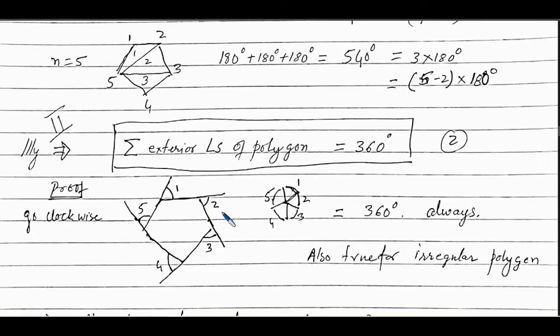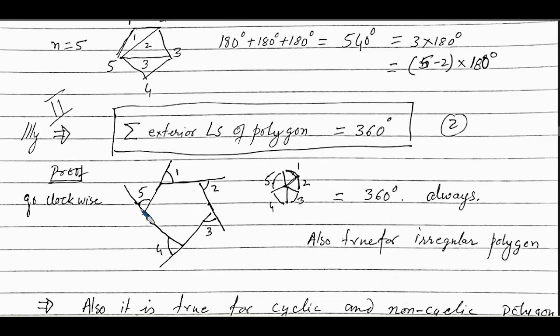An exterior angle of a polygon means if I extend this side, I will get one exterior angle. I extend this side, I will get a second exterior angle. I will extend this, I will get a third, then I extend this for the fourth, and this for the fifth. So I can take these angles and put them together: angle 1, angle 2, angle 3, angle 4, angle 5. And this will be always 360.